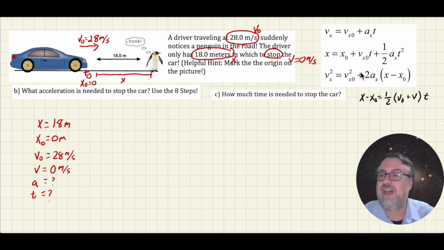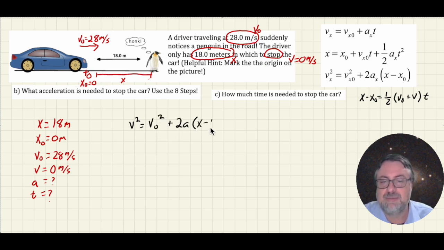So I do not have the time. There is only one equation up here that does not use time, so let's start with that. I'm going to drop the x subscripts because we're only working in one dimension, so it is assumed that all these variables are for x. So I have v squared equals v naught squared plus 2a times x minus x naught. Now, the next thing I like to do is simplify things by eliminating zeros in the problem. I know that v squared is 0 and that x naught is 0. So this equation simplifies to 0 equals v naught squared plus 2a times x.